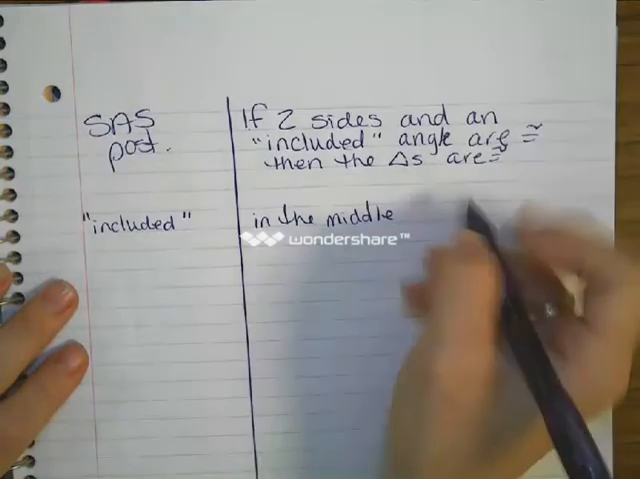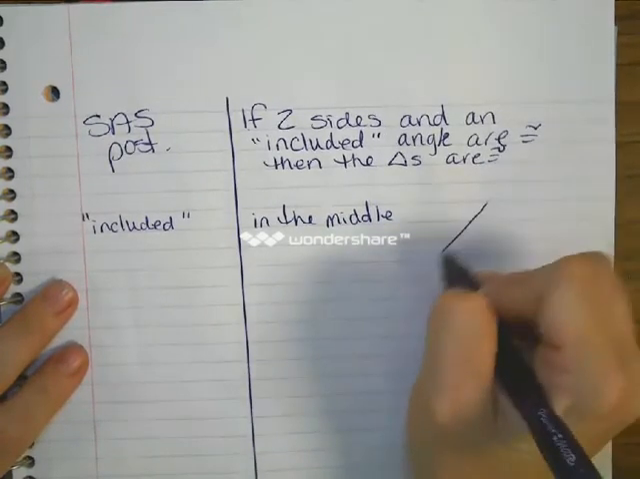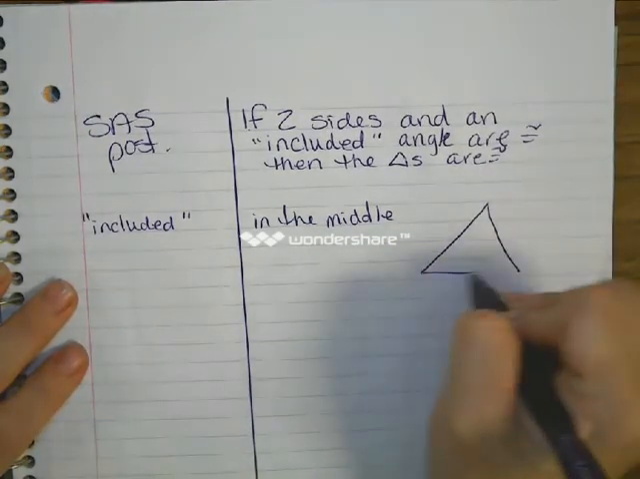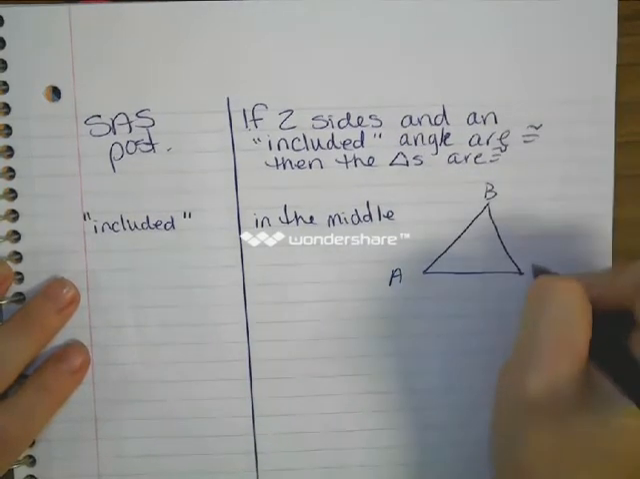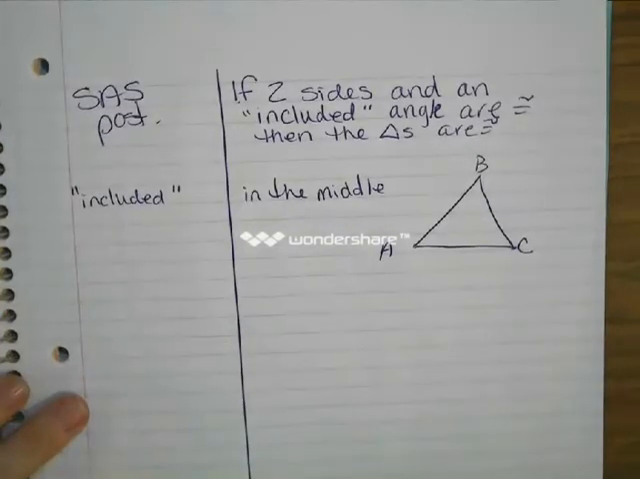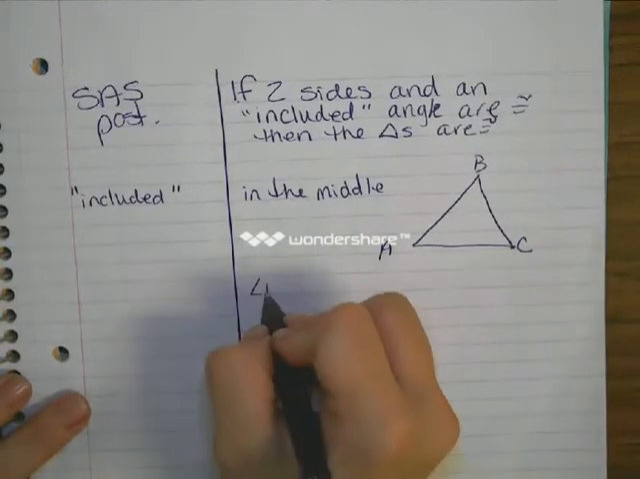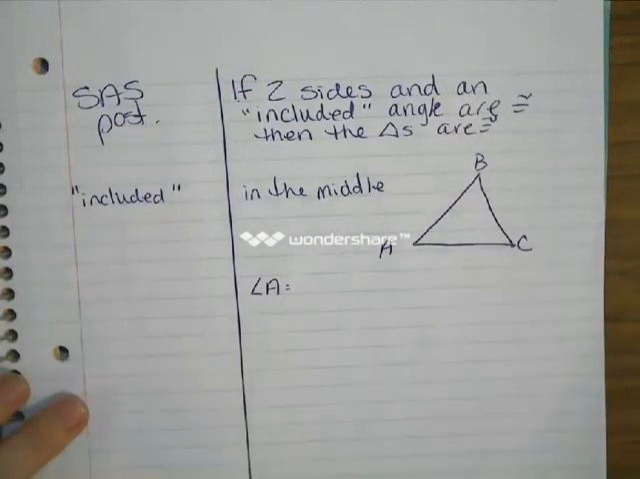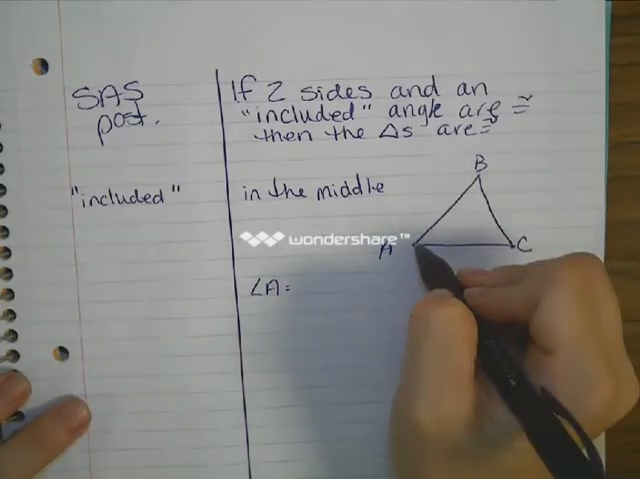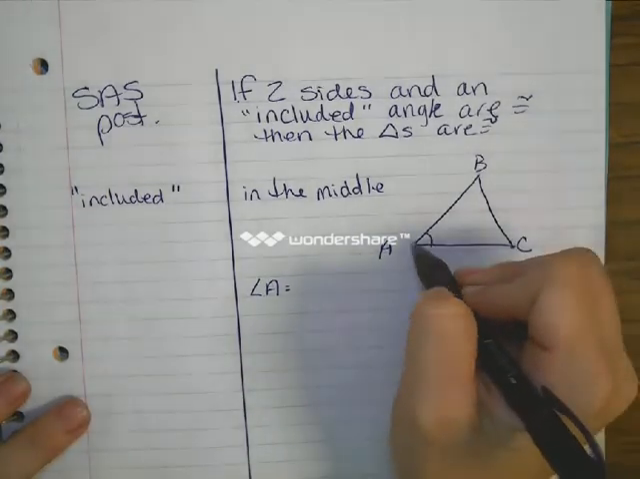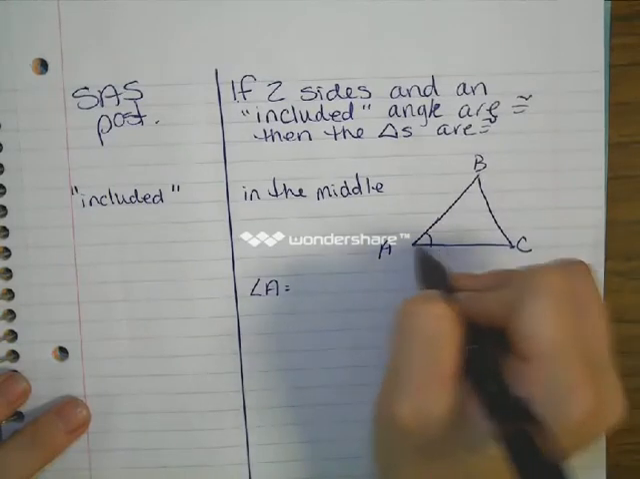Let's look at angle A. Angle A is included in which 2 sides? If this is angle A, then this side and this side is where it is included. So AB and AC would include this angle because it's in the middle of this one and that one.